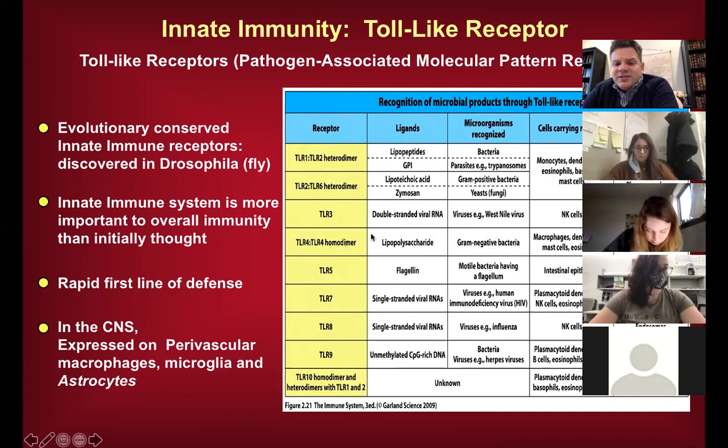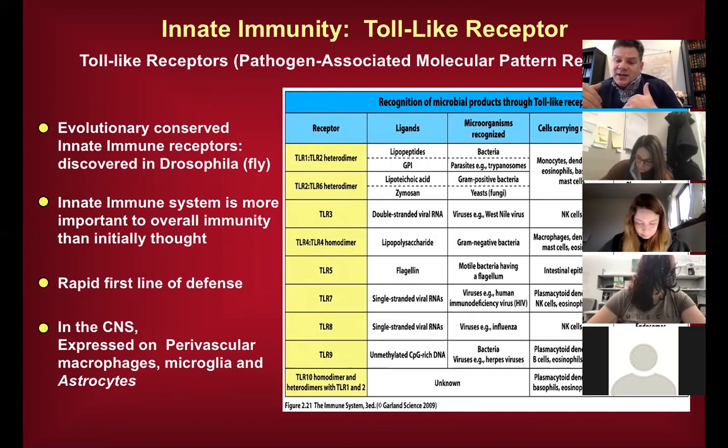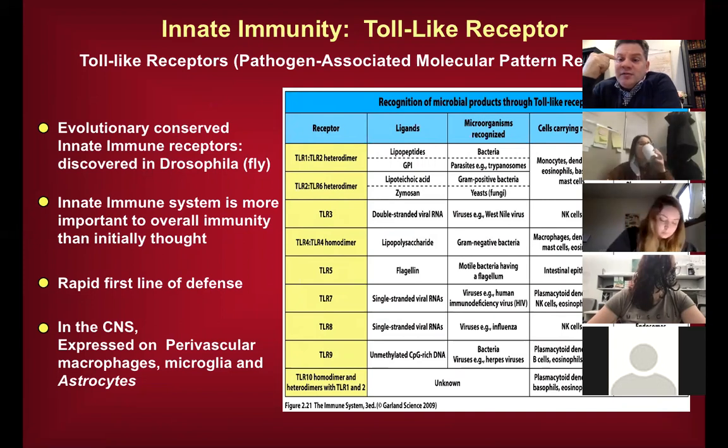And this is a list. This list is older. It's from 2009, so it's over 12 years old. But I think there's up to maybe 20 different tolls. But what they look for is just a pattern. And you can have these toll-like receptors on the surface of a cell, or you can have them inside the cell. And the ones on the surface tend to bind parts of bacteria, parasites, and the ones inside the cell seem to bind viral particles.